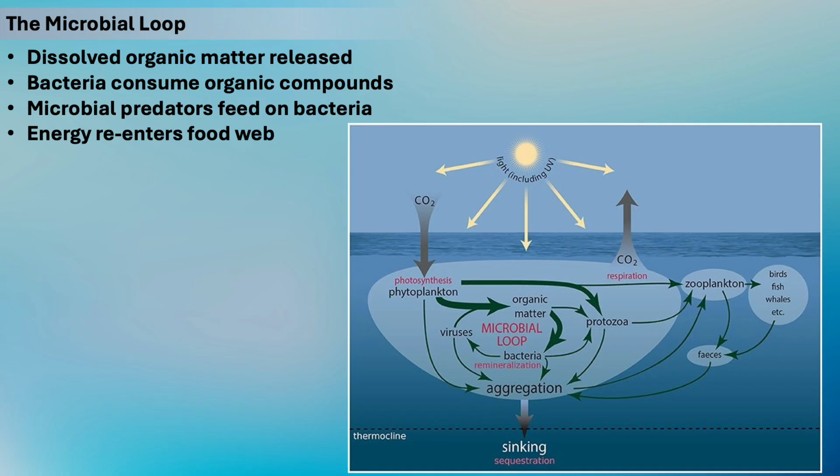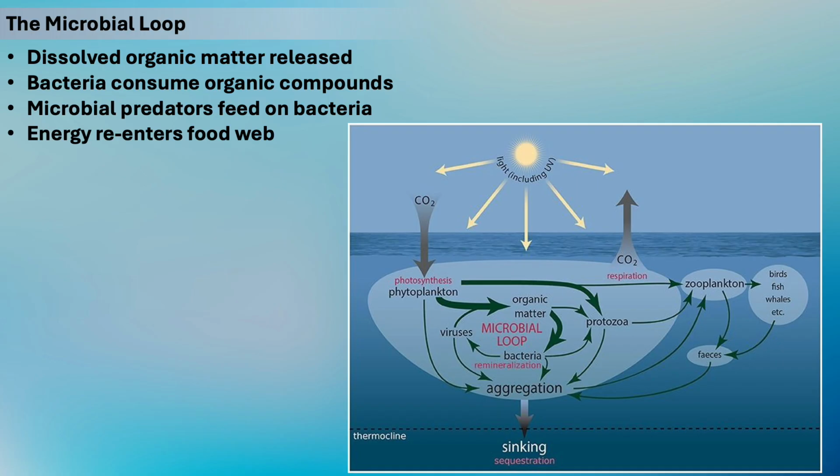This dissolved organic matter does not simply disappear. Instead, it becomes a major resource for heterotrophic bacteria, which are abundant throughout the ocean. These bacteria take up dissolved organic compounds and use them as a source of carbon and energy, converting DOM into bacterial biomass. In doing so, they effectively transform material that would otherwise be unavailable to most organisms into a form that can re-enter the food web.